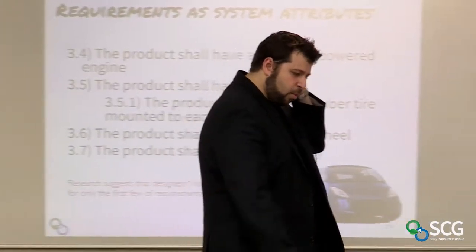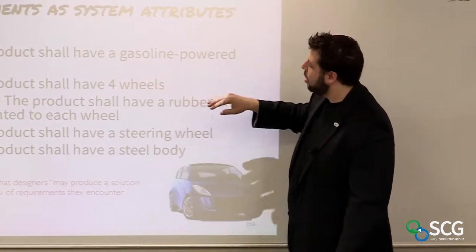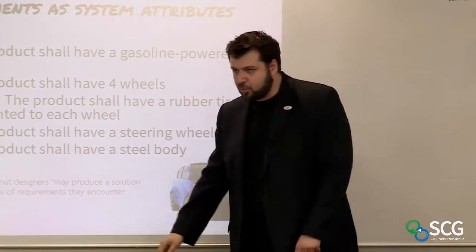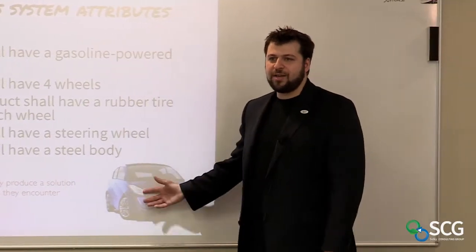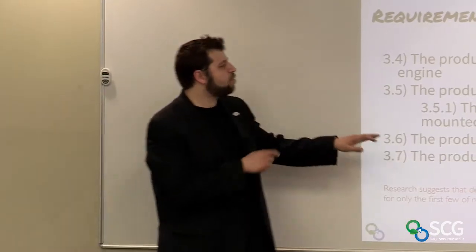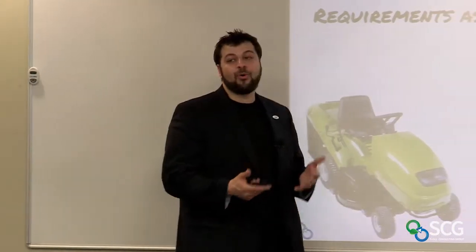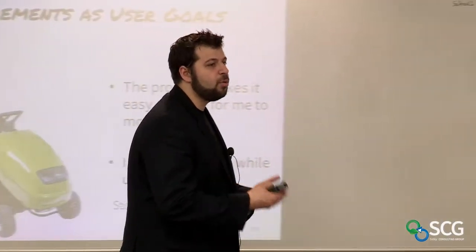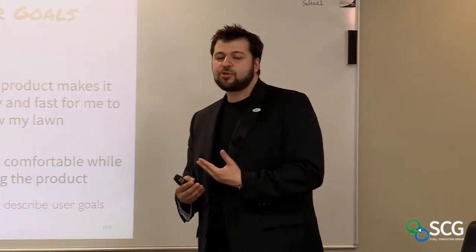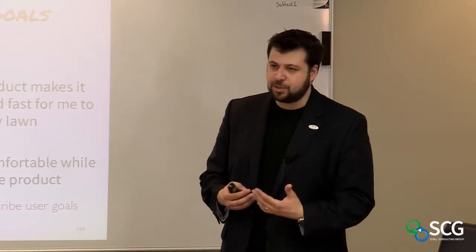Here's an example of what typical specs of a system would look like. It says the product shall have a gasoline-powered engine. The product shall have 4 wheels. The product shall have a rubber tire mounted to each wheel. You're thinking of a car here. And the reality is it may be something totally different. This is the difference when we express the requirements as system attributes versus we express them as user goals. What you want to express are the goals of the user. That's why I like making sure people start the requirements with a verb: view menu, select sandwich, and so forth.